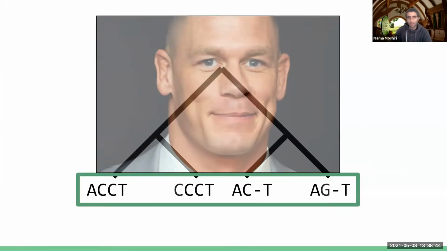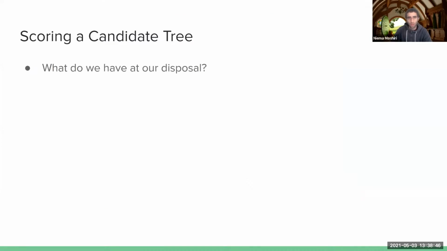So let's formulate this as a computational problem. Let's imagine someone gave me a candidate tree. Someone said, you have these 4 sequences. Well, I personally think this tree is the tree that gave rise to them. This is the evolutionary history of them. How do we score this candidate tree? So some random person gives us a tree. How do I score how good or how bad this tree is?